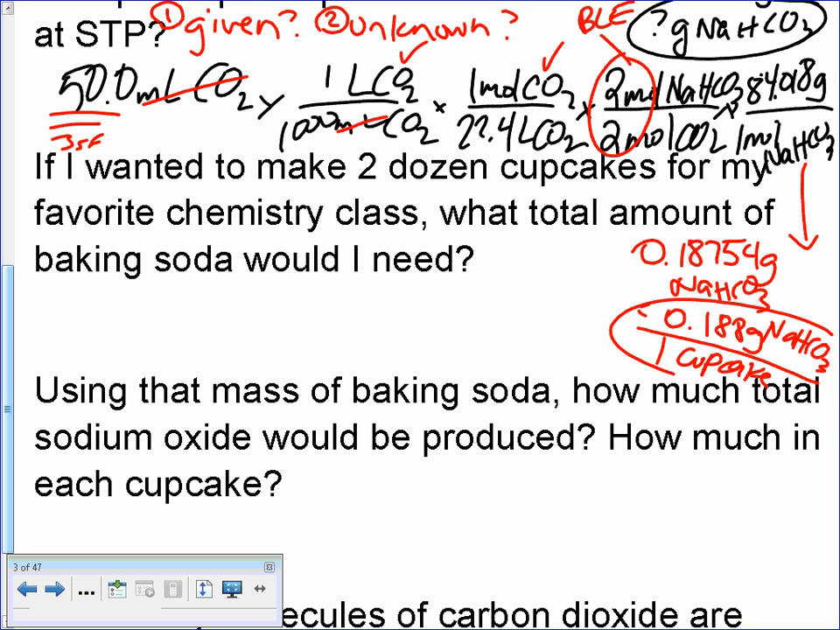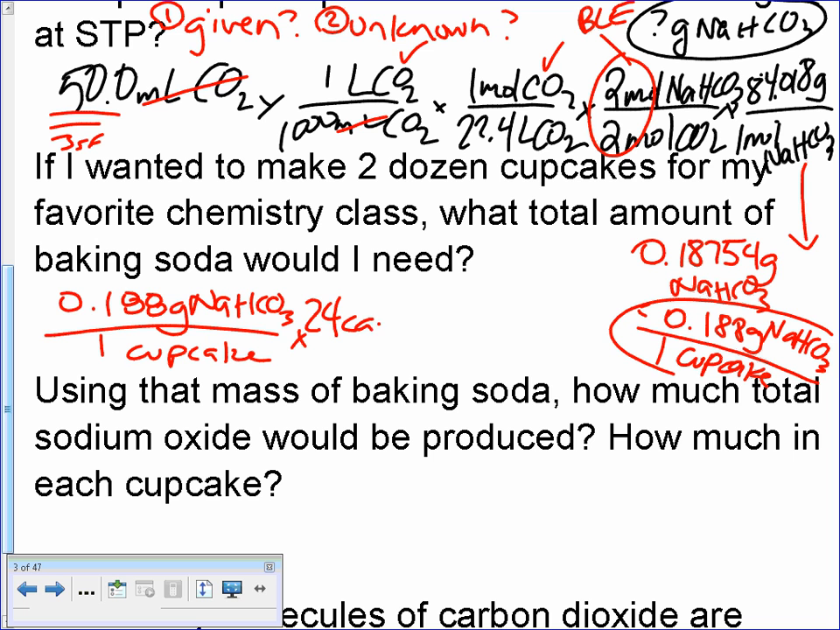What would you do in your head? By 24, right? So when you multiply that by 24, you're actually doing stoichiometry. You do stoichiometry in everyday life all the time. You're like, okay, I need this amount of time per assignment. I've got 5 assignments, so I need X amount of time because you're multiplying it by this. So all you're doing in your head was this amount of baking soda per 1 cupcake, and then what did you say you did? Times 24 cupcakes. That's exactly what you just did.